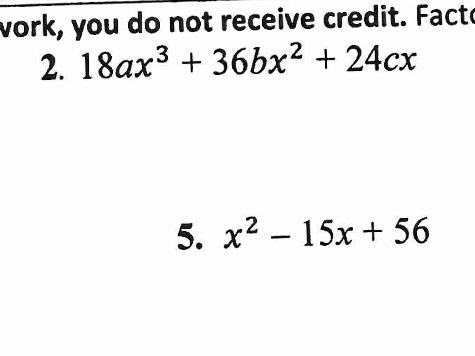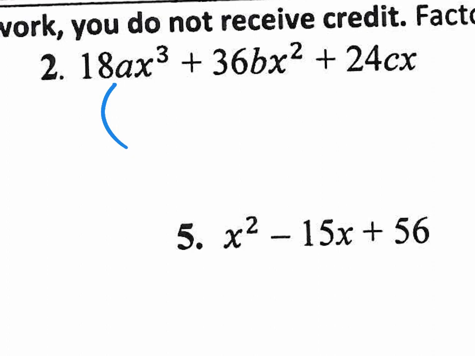On this guy, you want to think of what is common, right? 18, 36, and 24. 6 is common. Is there anything greater? A 9? No, 9 works here, but not here. 12? No. So it looks like 6 is the greatest.